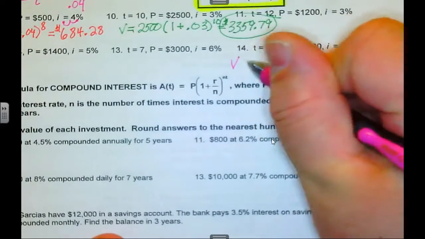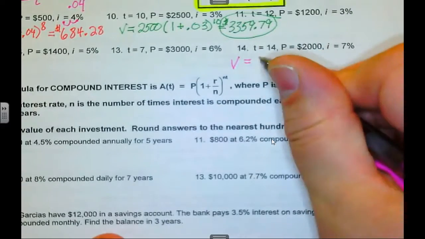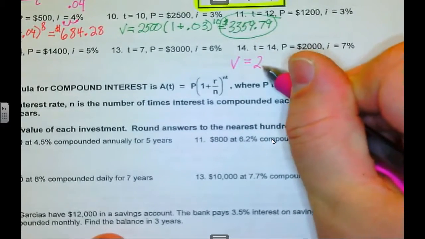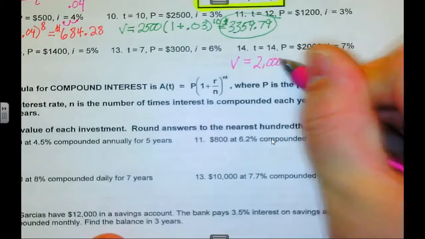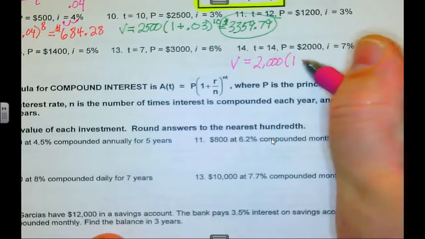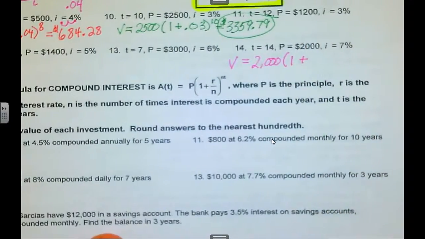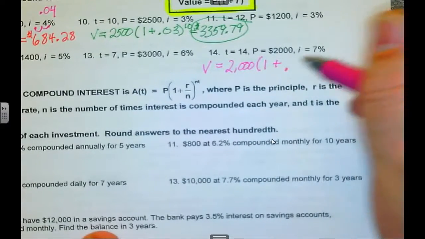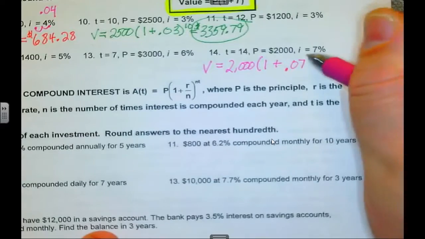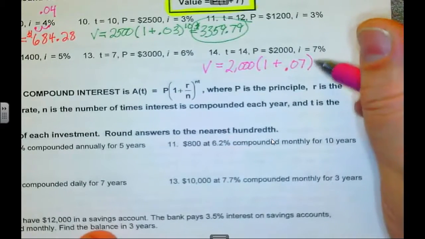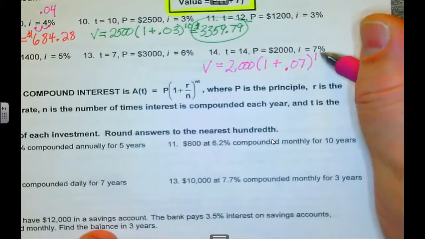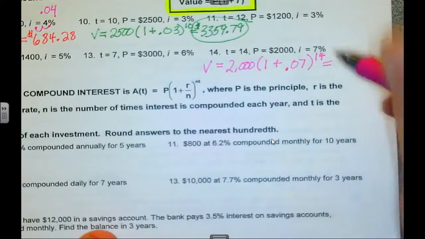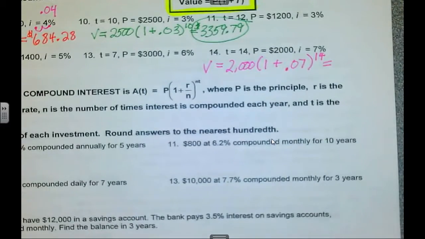See, the value is going to equal initial investment, 2,000, times 1 plus, what's my decimal? 0.07, good. And my time raised to the 14th. Should be a pretty big number because 14 years is quite a bit.